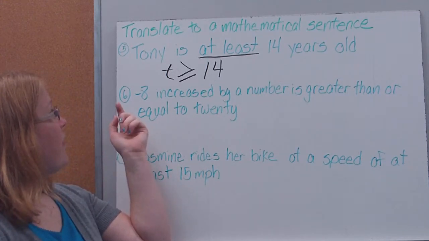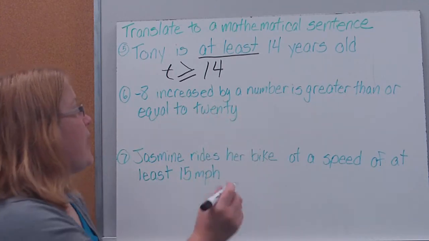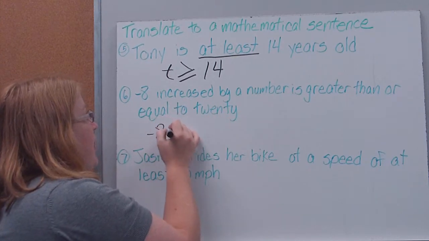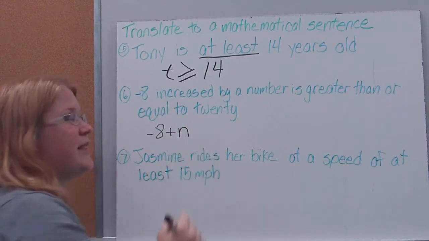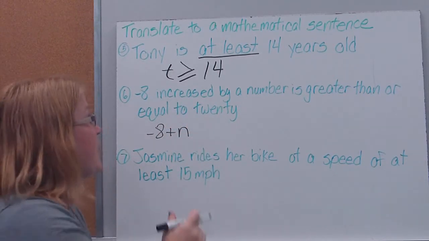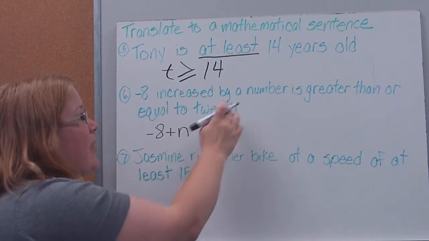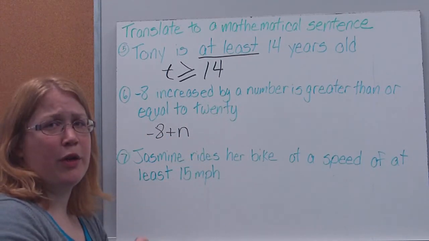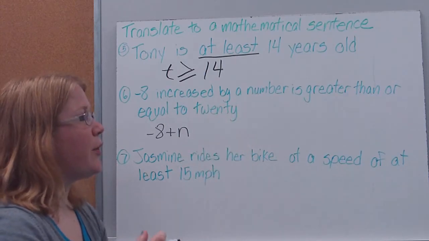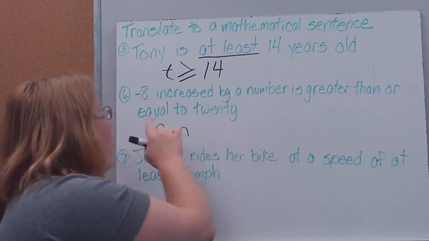Okay, so here we have another one. -8 increased by a number. I'm going to start out by writing that. That's the same thing we were doing back when we talked about expressions. This first part is an expression, so just look at that. I've got -8 increased by a number. I don't know what the number is. I'm just going to put in a variable. I like to use n when it says a number. Is greater than or equal to.